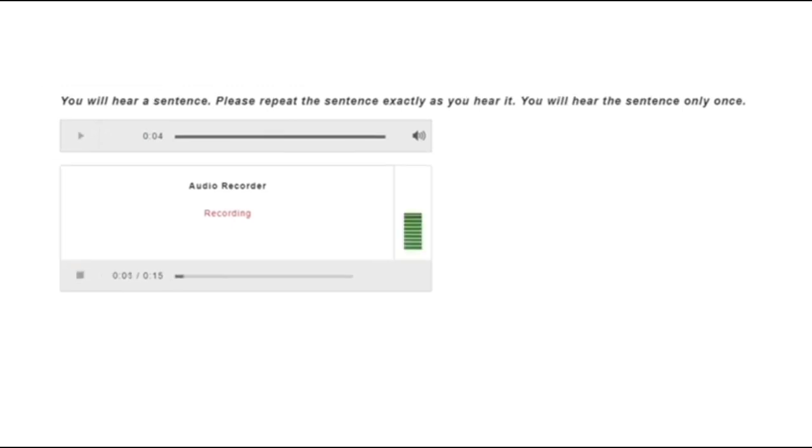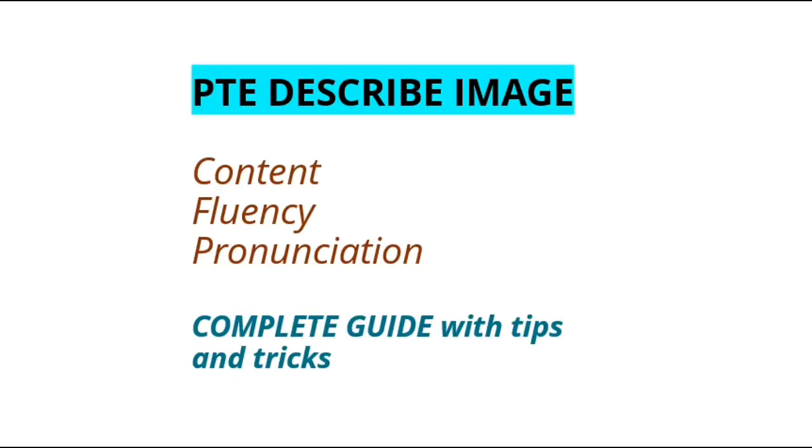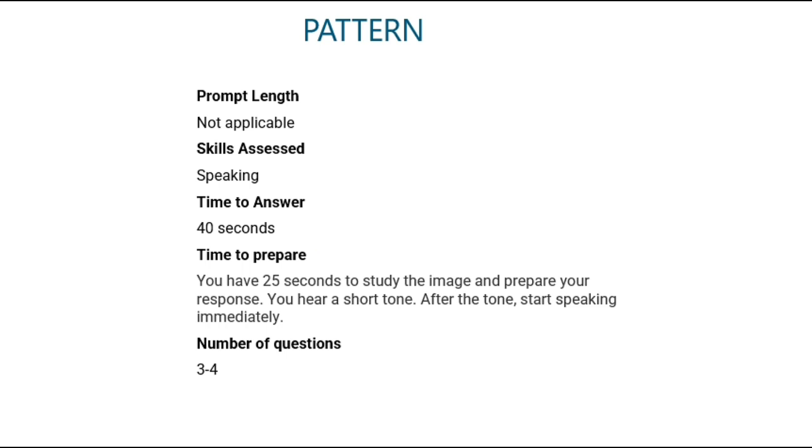So we have clearly discussed how to attempt the repeat sentence question type. So now we will be discussing the next question type, that is describe image. So here the prompt length is not applicable. The skills assessed are speaking, we are given approximately. The time to answer is 40 seconds. Time to prepare is 25 seconds. The number of questions are 3 to 4 questions.